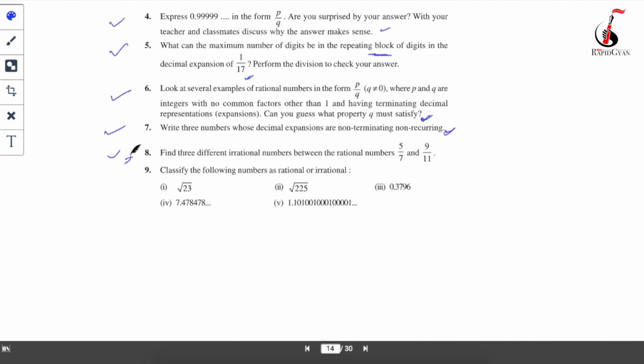The 8th question is: find three different irrational numbers between the rational numbers 5 by 7 and 9 by 11. If you guys remember, we have already solved one example similar to this.